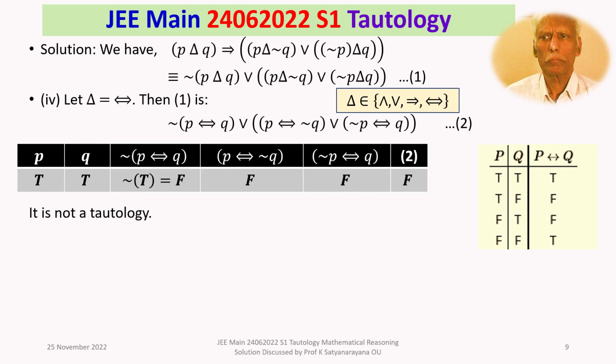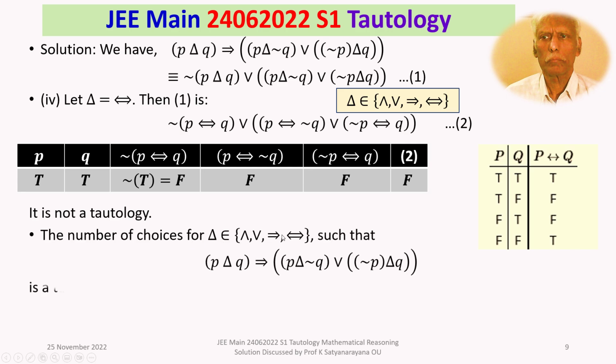Now let's consolidate. The number of choices for delta belonging to these four logical connectives such that this compound statement is a tautology is 2. Who are they? The logical connectives R and implies. For these two, it is a tautology. For the remaining two, they are not tautologies. So our answer is the number of choices for which this is a tautology is 2. So our answer is 2.